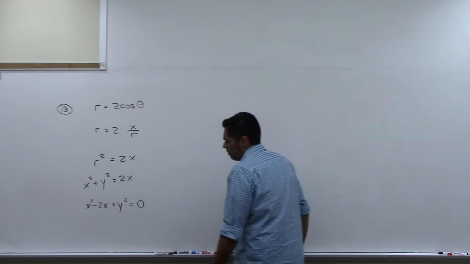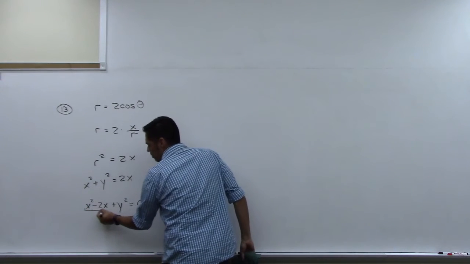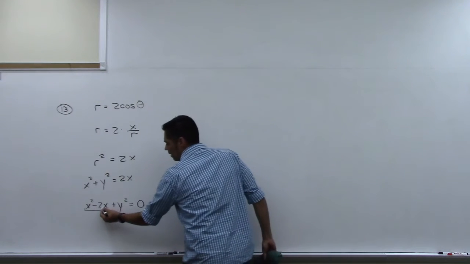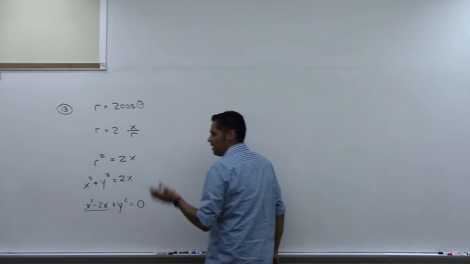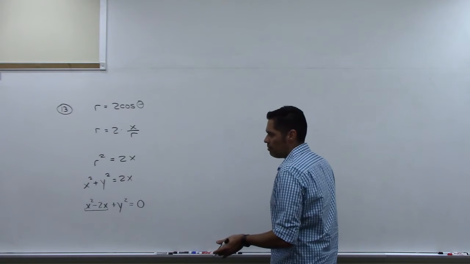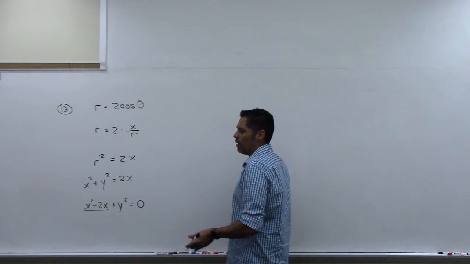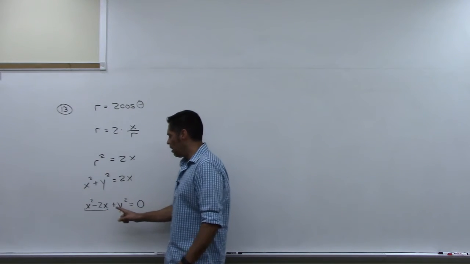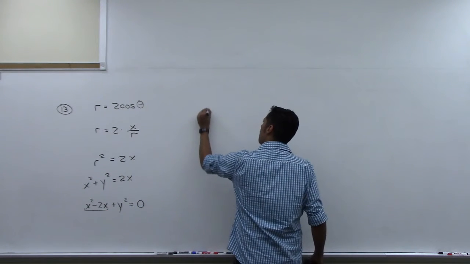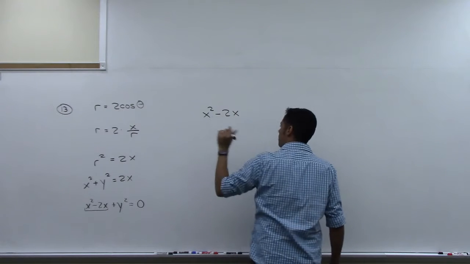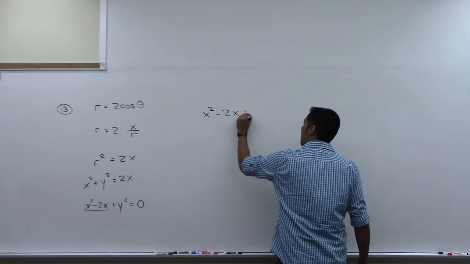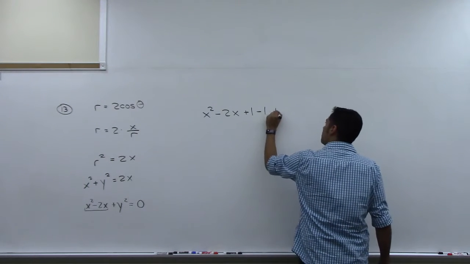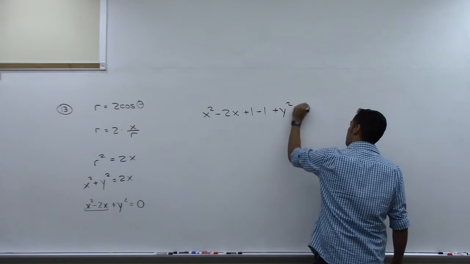So what I'm going to do next is kind of tricky. I'm going to take these first two terms here and I'm going to complete the square. That means I'm going to take the number in front of x, which is -2, take half of that, which is -1, and then square it. So if I take half of -2 and square it, I get a 1. So what I'll do here is I'll write x squared minus 2x. Now remember I had a 1, so I'm going to add and subtract a 1 at the same time. So that's a little hidden 0 here. Then I still have plus y squared equals 0.